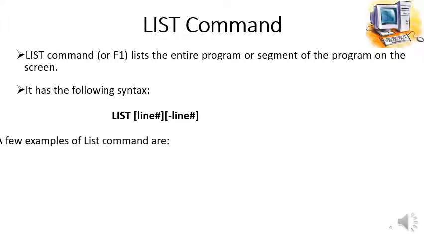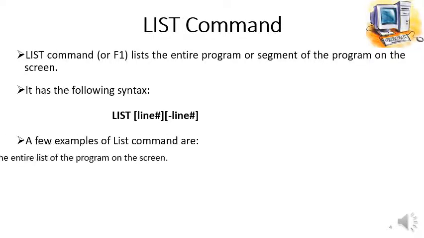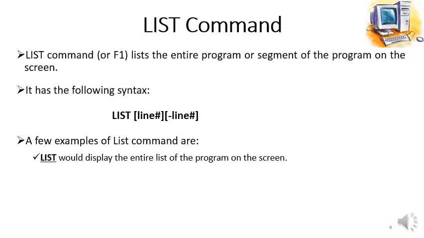A few examples of list command are, if we just write list, it would display the entire list of the program on the screen, meaning it will display the whole program on the screen. All the instructions of the program will be displayed by this list command. Now if we write list 40, what does it mean? It would display only the statement number 40. The statement which is written on the 40th line, that will be displayed on the screen.